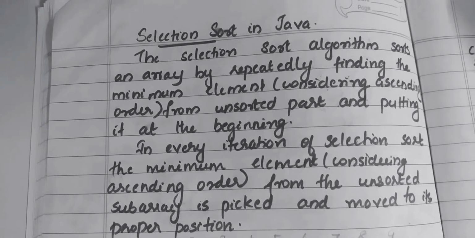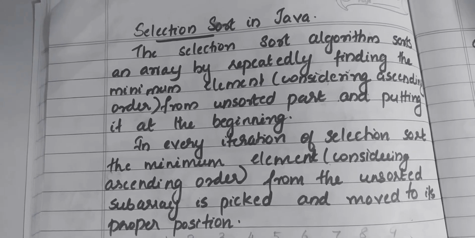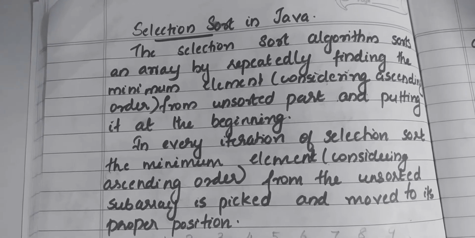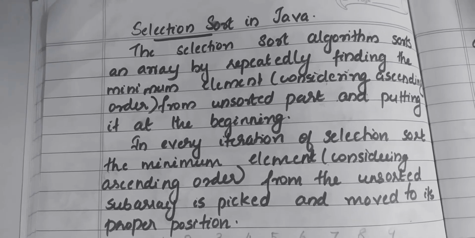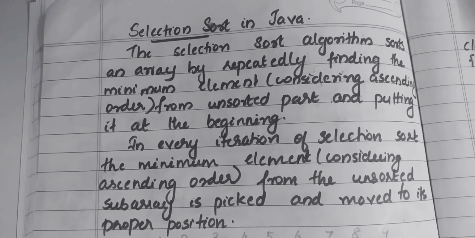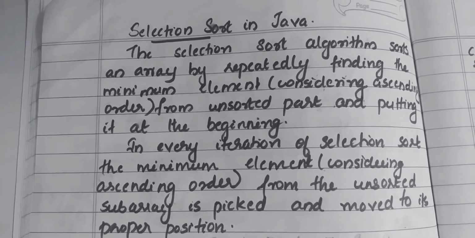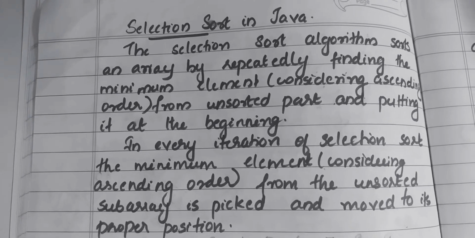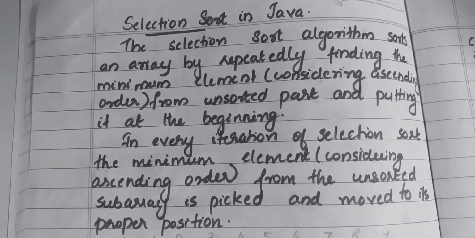For that, we are considering the minimum element. We are searching for the minimum element in the array. After finding the minimum element, we put it at the beginning of the array. We pick it up and put it at the beginning of the array.